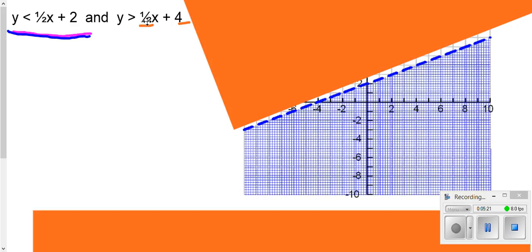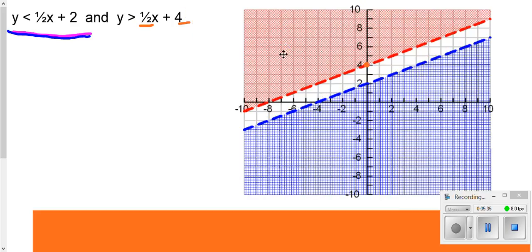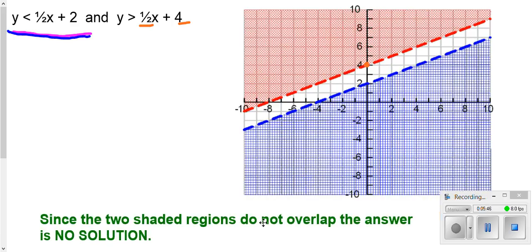This one here, it's also a slope of 1/2, but we're going to start out at a height of 4. So we'll start out at a height of 4, go up 1 over 2, up 1 over 2, and since it's greater than, we'll be shading above, and so we would get this. Now this is an and statement. Once again, we really only want to shade where they overlap. You'll notice these two regions don't overlap, so our answer is technically no solution. So it would really just be an empty graph.